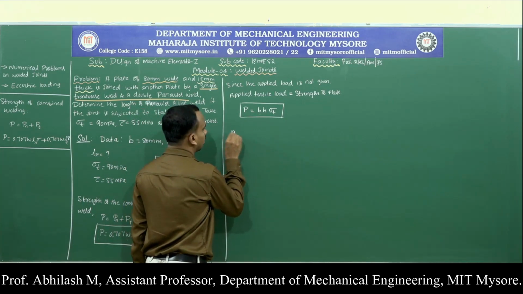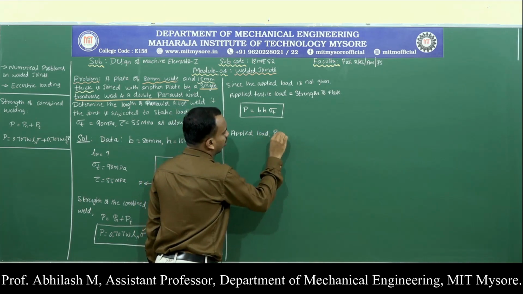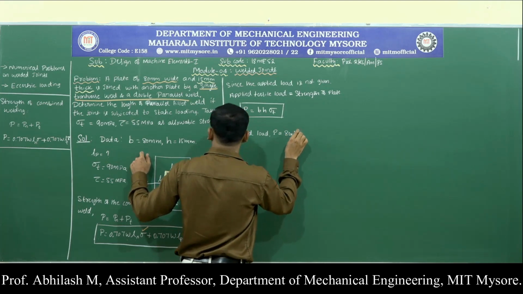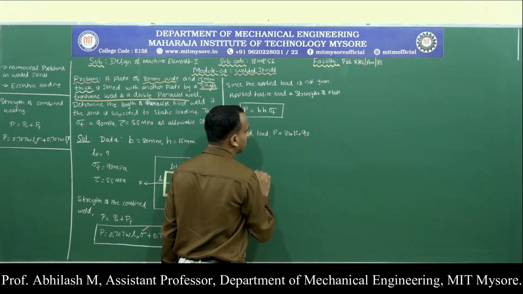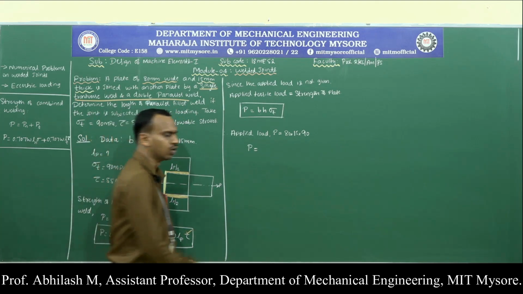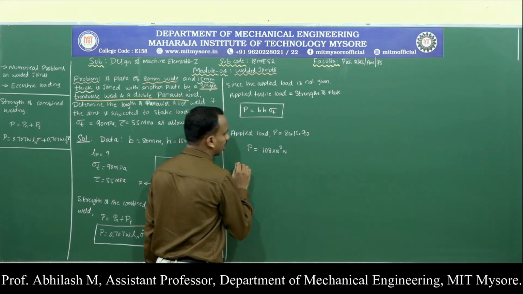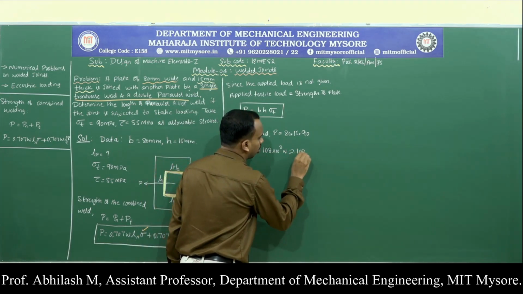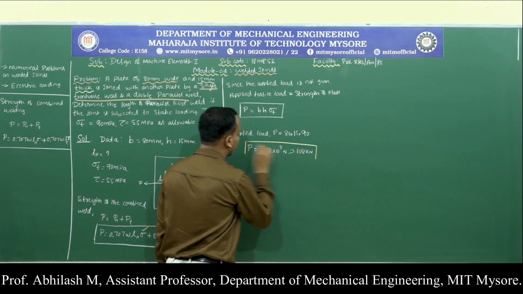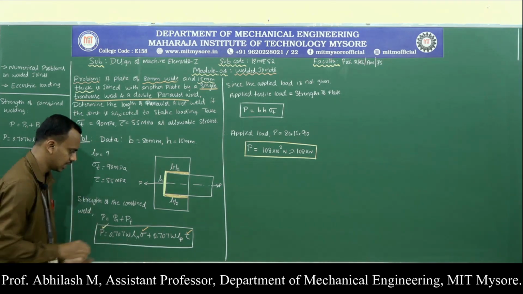So the applied load P will be equal to, the B value is 80 millimeter, the H value is 15 millimeter, and sigma T value is 90. So if I multiply these three values, I am going to obtain the applied load, which is equal to 108 into 10 to the power of 3 Newton, or I can simply call it as 108 kilonewton. So this is the amount of applied load for the given condition. So we have calculated the value of P.